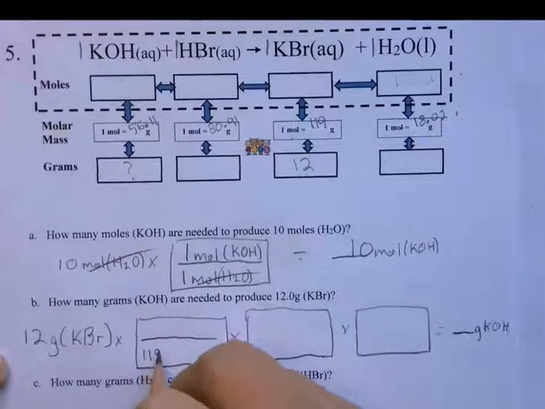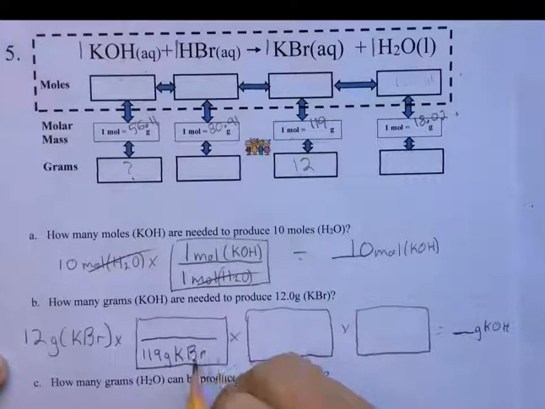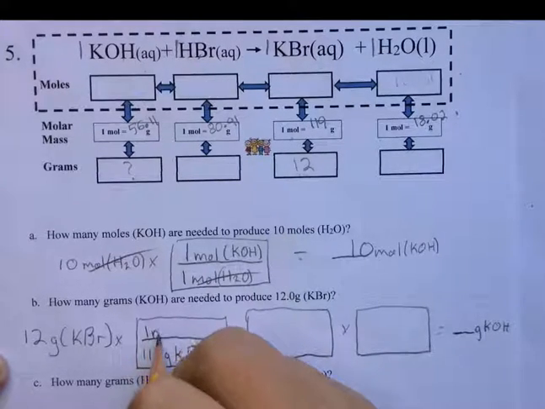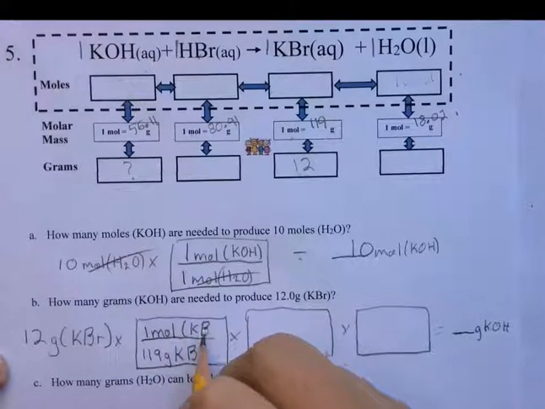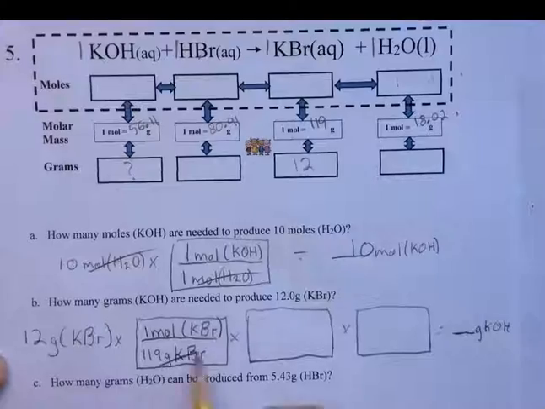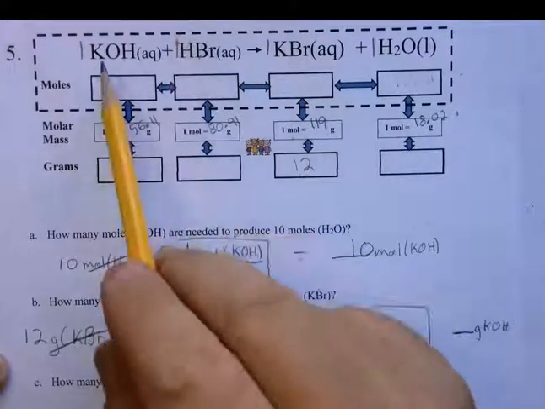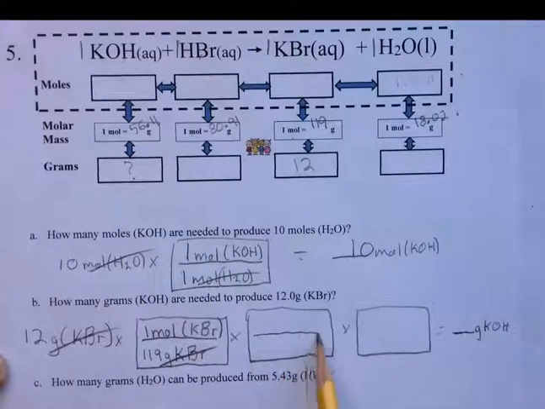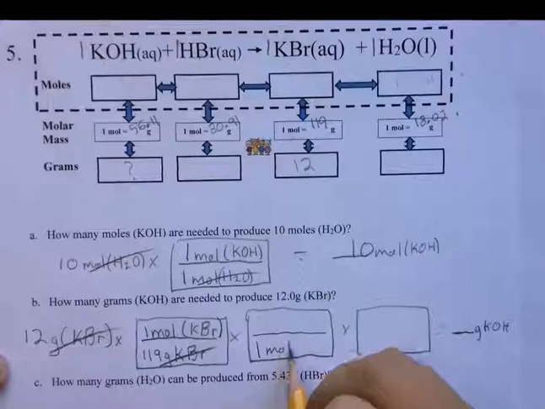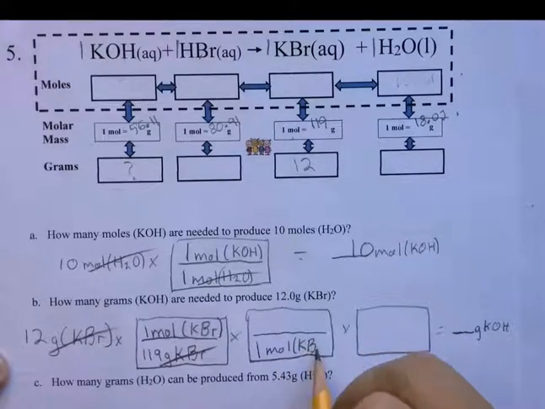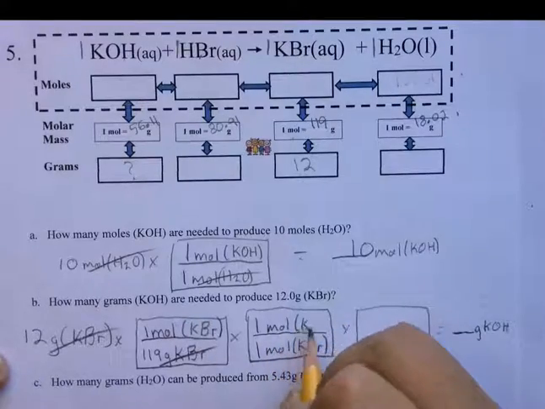So it's 119 grams KBr, and on top we've got, it's a molar mass conversion, so it's always 1 mole. Okay, so grams KBr is going to cancel there and there. Now we've got to go moles of KBr to moles of KOH. This almost seems a little silly, but moles of KBr goes on the bottom, so it's 1 mole KBr, 1 mole KOH.